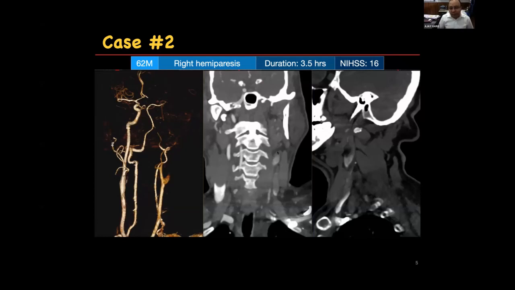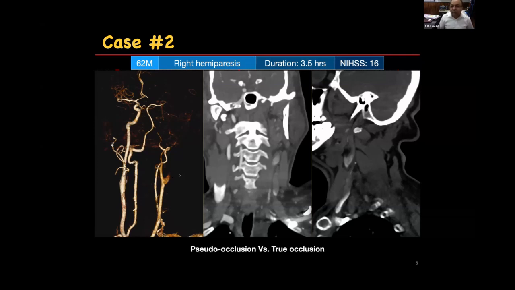If you look carefully in the base images, we can see that the ICA is distended and it is not opacified. So what we see is the non-opacification of the ICA. That can happen when there is a distal ICA occlusion, and then one should be careful to find out the site of the ICA occlusion.